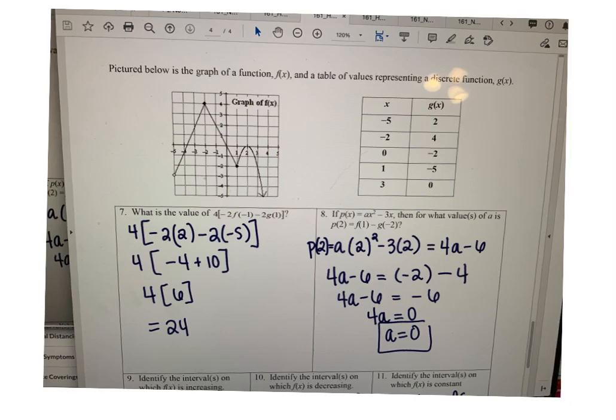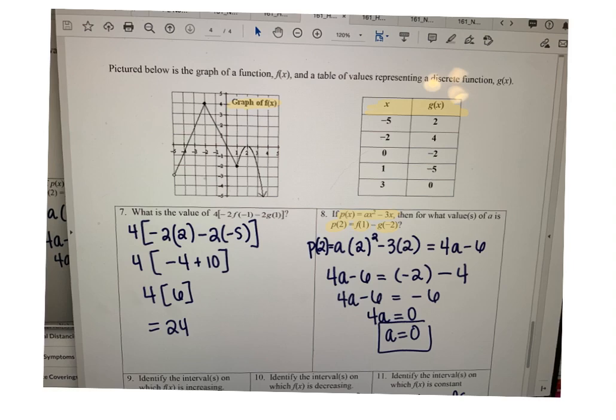In this question, we're looking at a bunch of different things here. So first, I want us to notice that this graph is giving us f of x. This table is giving us g of x. And we are trying to find where p of 2 equals f of 1 minus g of negative 2 when p of x is defined algebraically. So we have a graph, a table, and an equation.